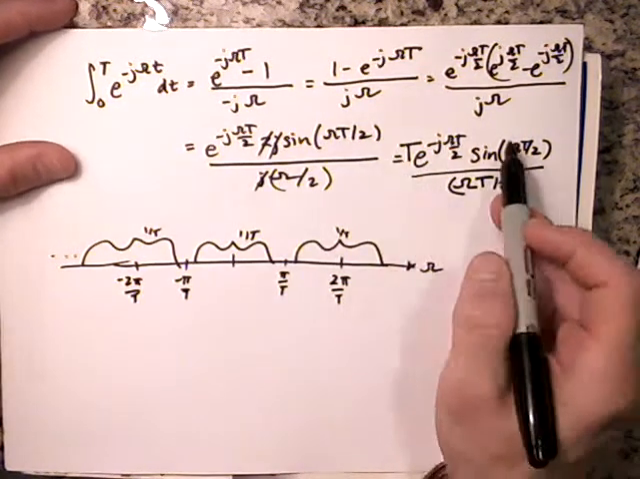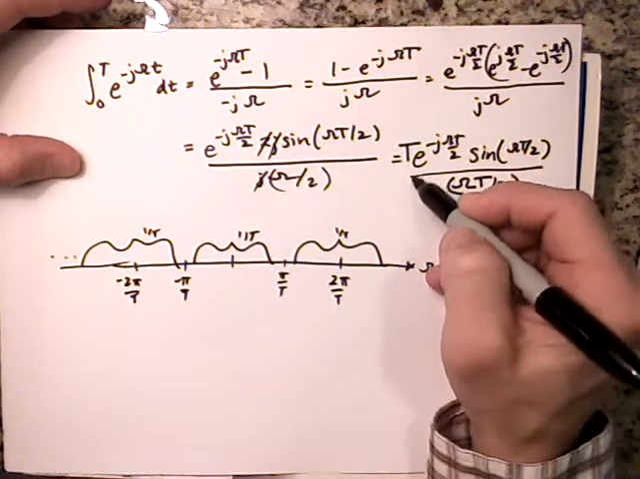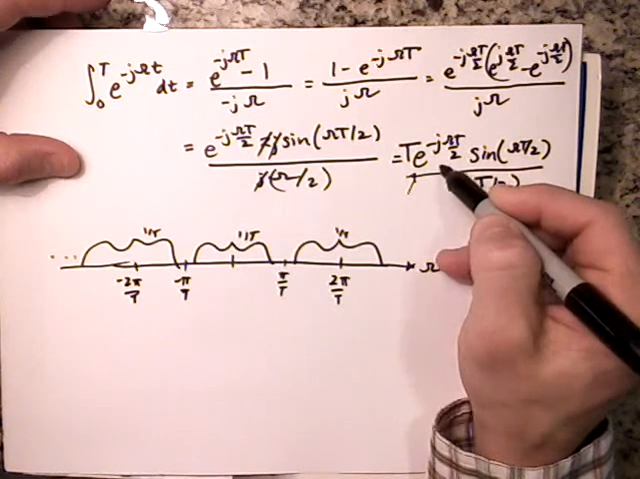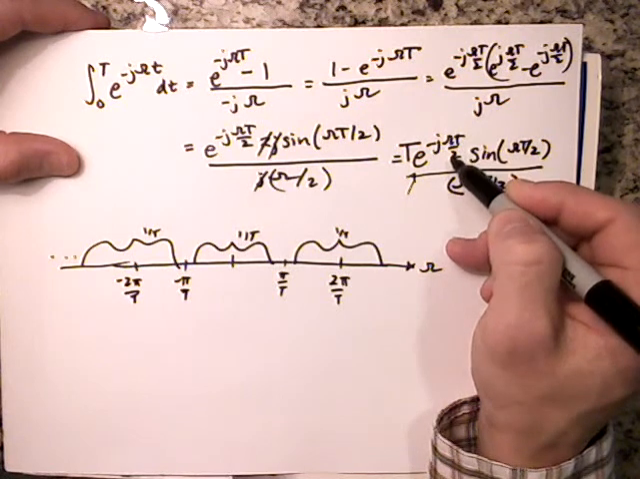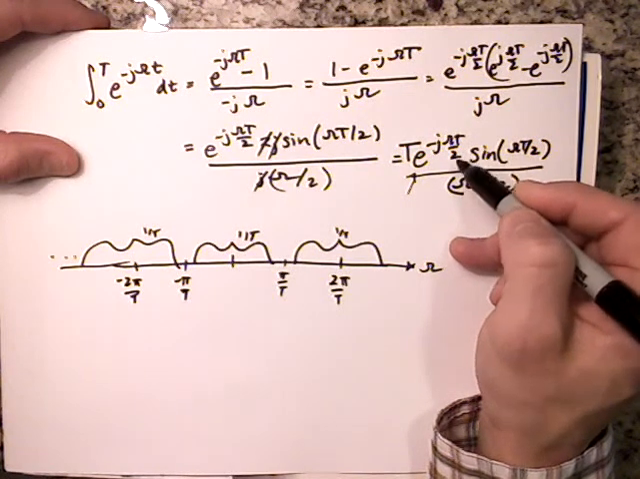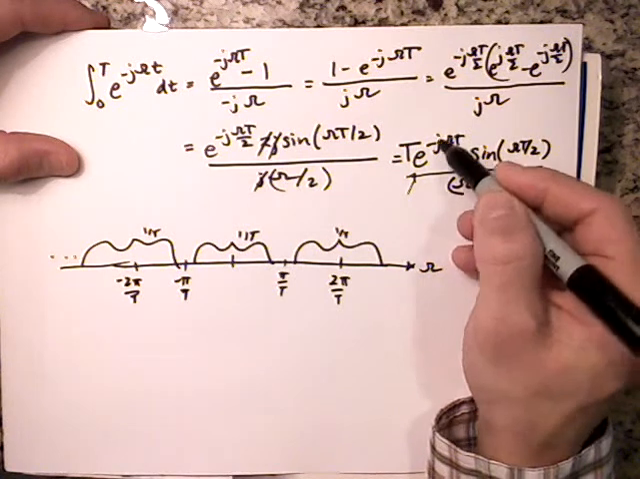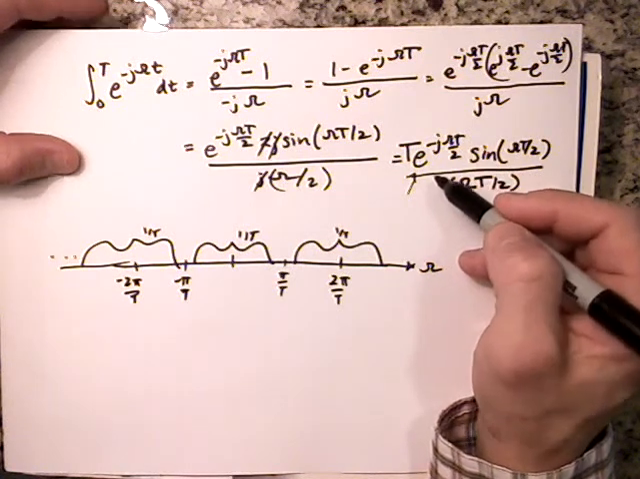When I multiply by this expression, this e to the minus j omega T over 2 gives rise to a delay in the output by T over 2 seconds. So the output will be delayed by T over 2 seconds. We'll talk about in just a minute how I can get rid of that delay.